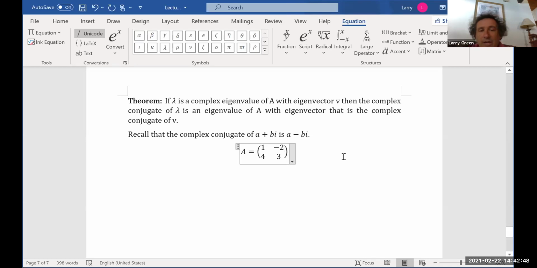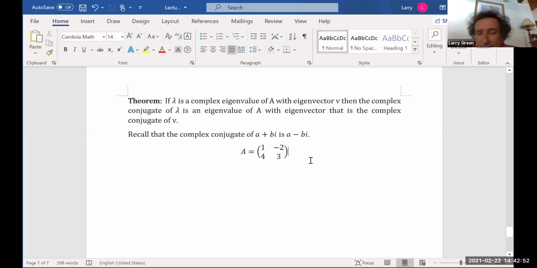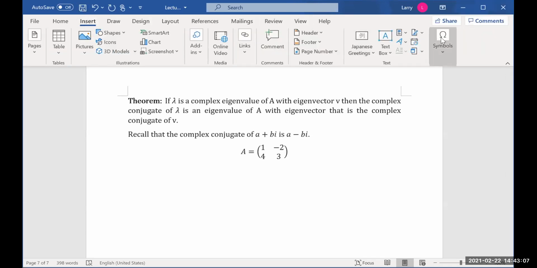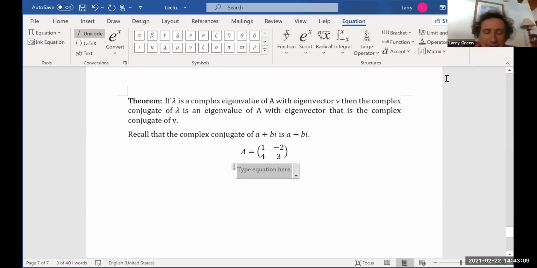I think that one will work. Okay, so let's suppose that's our A. How do we find the eigenvalues? The determinant of A minus lambda I. Use the 2 by 2 formula. Yeah, you take the determinant of A minus lambda I, and then you find it.